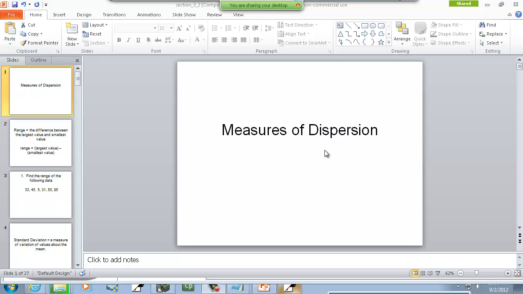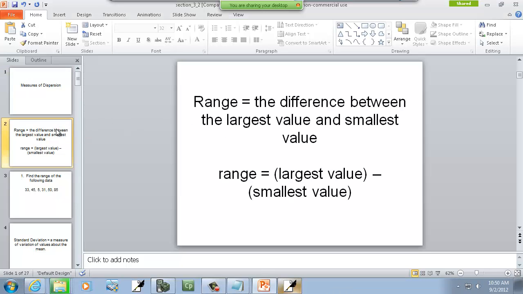This is measures of dispersion. How spread out is your data? We talked about when we were dealing with the mean that sometimes the mean doesn't really represent the data very well. Well, our first one we're going to look at is the range.